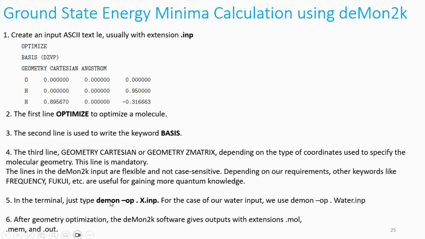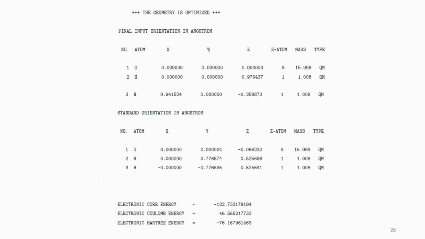Now, after preparing the input file, you just have to give this daemon minus op command to run this calculation. For example, here I am taking the water molecule. I have given water dot in. Once the calculation is complete, you will get a file called dot out. There you can see the output. For example, this is an optimization of the water molecule. You will see the output file like this.